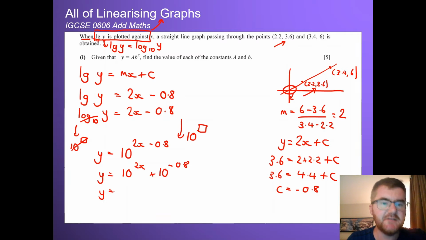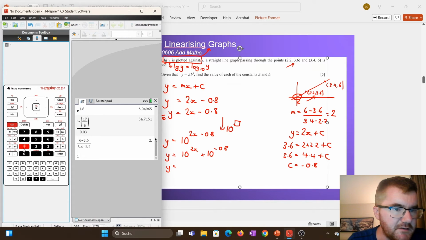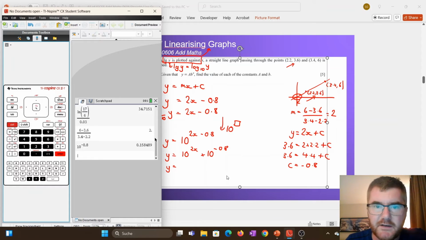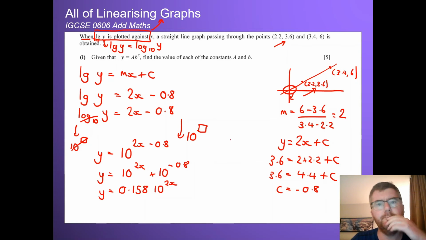So we can rearrange this and work out what 10 to the power of minus 0.8 is. Let's pop it in on the calculator: 10, and then we want the raise button, minus 0.8. This is probably a little bit overkill for what we need. There's no mention of what rounding, so I'll do it to 3 significant figures. So I'll do 0.158. This becomes then 0.158 times 10 to the power of 2x. Okay, so we've got that there.